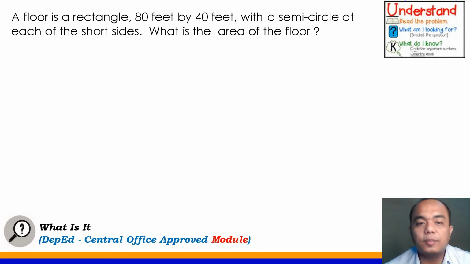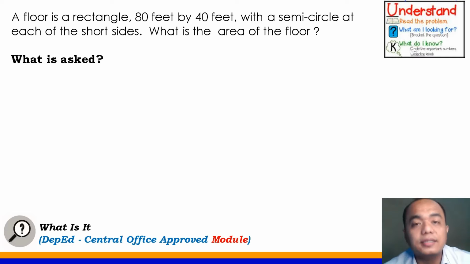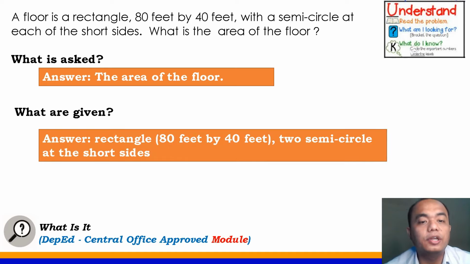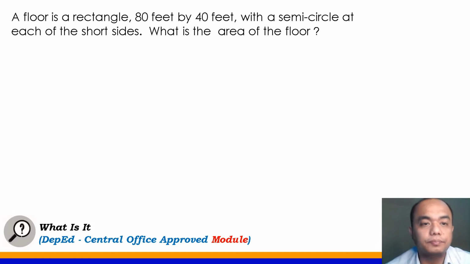Okay, let's understand first the problem. In understanding, we have to answer the question, what is asked in the problem? Ano ba yung tinatanong? Ano bang kailangan nating isolve? Yes, correct. The area of the floor. What are given in the problem? Very good. The rectangle whose measures 80 feet by 40 feet, and the 2 semicircle at the short sides. Okay, we will illustrate that later on. So these are the given in our problem, and this is part of understanding the problem also.